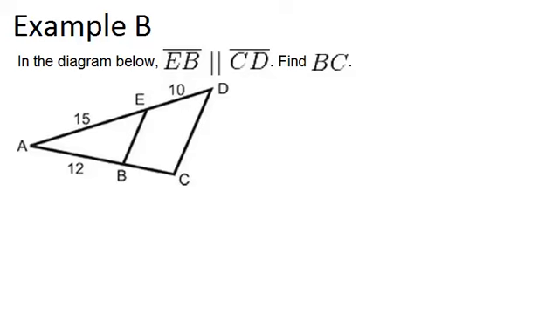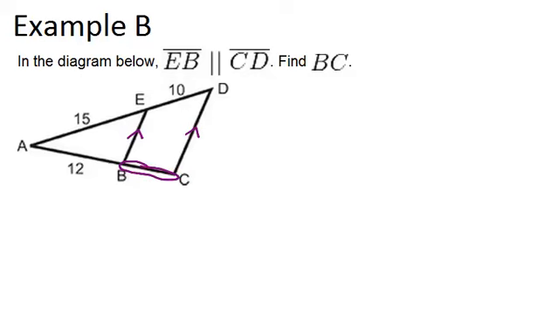In this video, we will look at two examples that will allow us to practice working with triangle proportionality. In example B, it says, in the diagram below, EB is parallel to CD. So let's mark that in. EB and CD are parallel. Find BC. So we're looking for this segment right here.